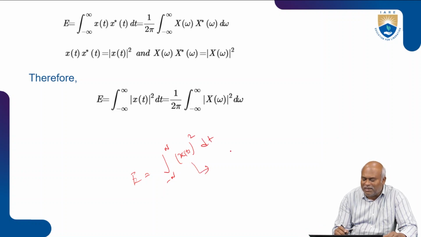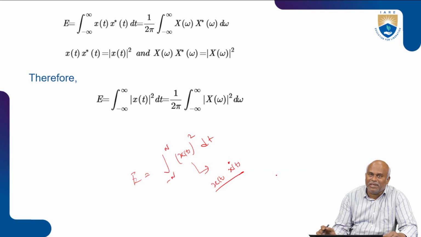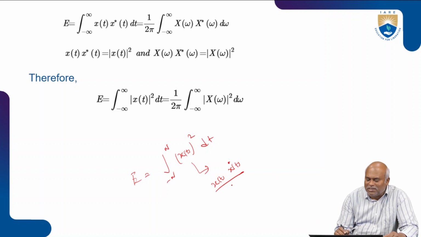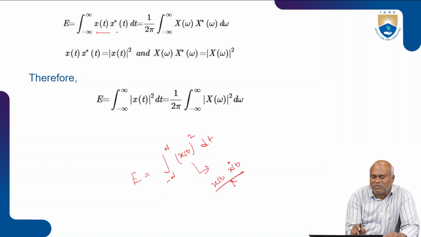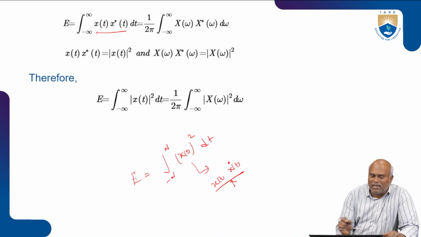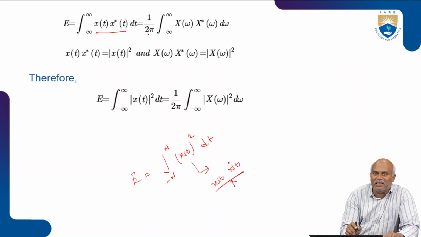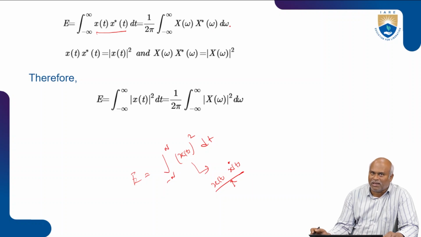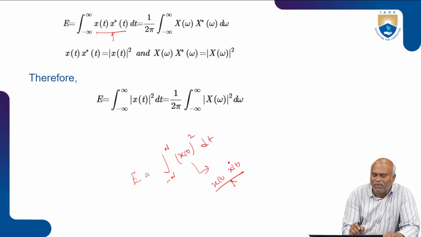Now this x of t mod square is represented as x of t and x of t star. So one is x of t, another is the complex conjugate value. This notation I should substitute here. So x of t mod square I represent as x of t into x star of t dt. This value is equal to 1 by 2 pi integration of minus infinity to plus infinity x of omega x star of omega d omega. Okay. So how may we go for this one?